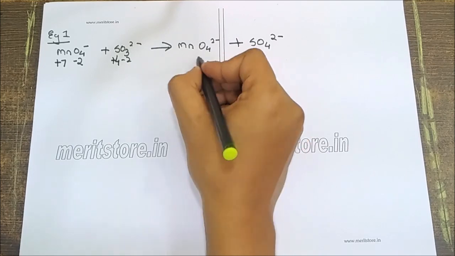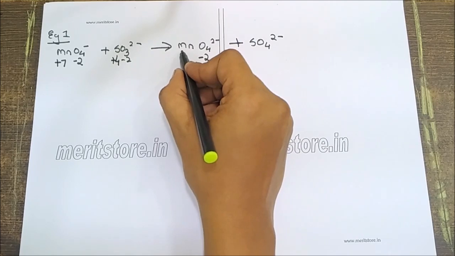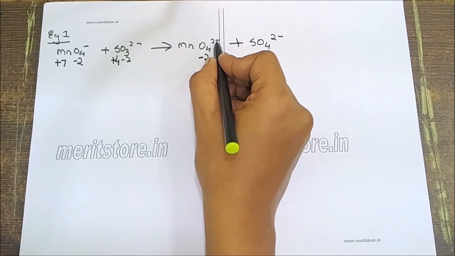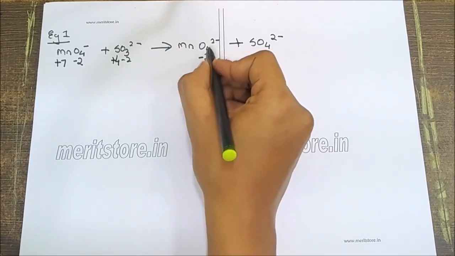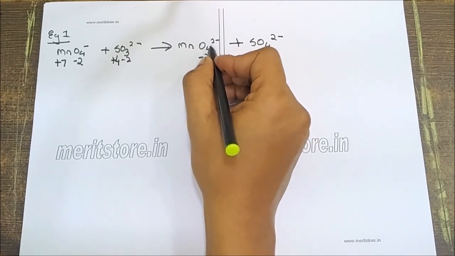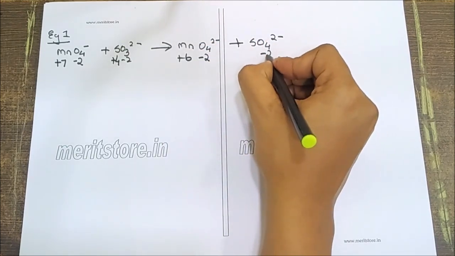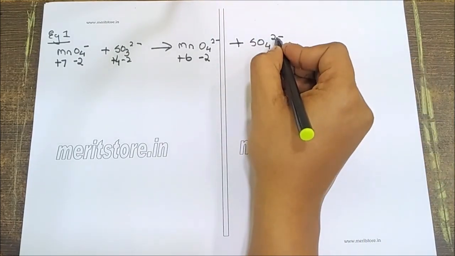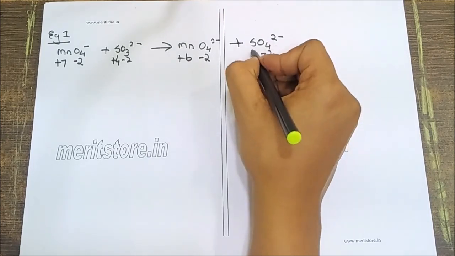Now the oxidation number of oxygen again per atom is -2. So -2 into 4 is -8. The oxidation number of manganese plus -8 should be equal to the charge carried on it, which is how much? 2 minus. So the oxidation number of manganese would be, that -8 will go to the right hand side and become +8. So +8 - 2, which is how much? +6. And the oxidation number of oxygen again -2. So -8, and -8, when it goes to the other side, will become +8. So +8 - 2 will give you 6.